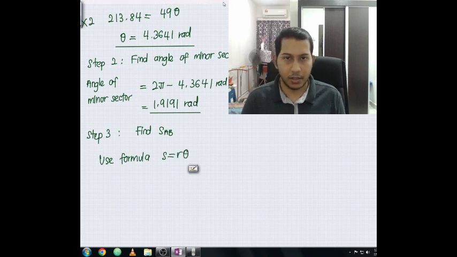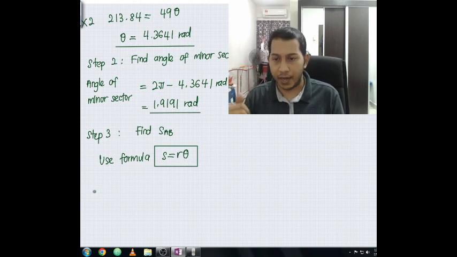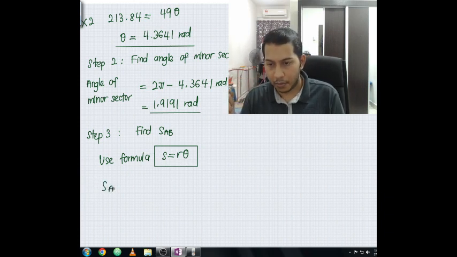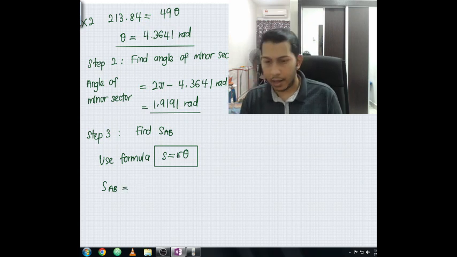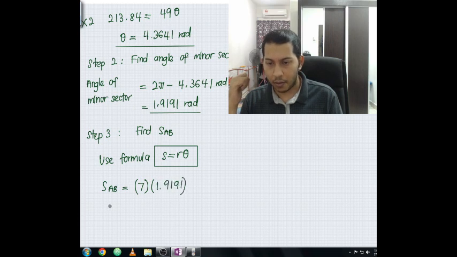So let me box this. Okay, so S we don't know yet, so that's the one we're going to find out. So SAB equals to radius. How much is the R? The R is 7 centimeter. Okay, how much is the angle? So 1.9191, times with 1.9191. Okay, so you calculate this.